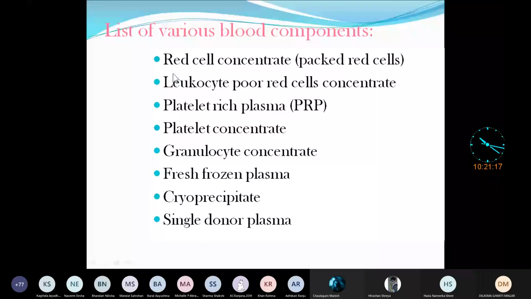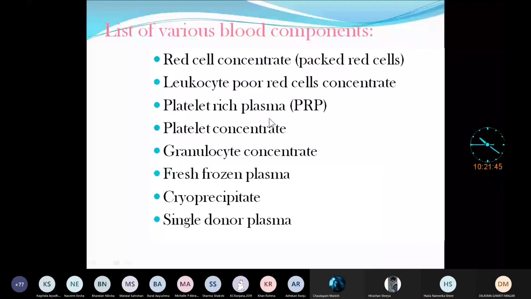And leukocyte poor red cell concentrate. Leukocytes are highly immunogenic. That's why when we give red cells that are leukocyte poor, the leukocytes will be destroyed with radiation. That's why it is also known as the leukocyte poor red cell concentrate. So the red cell concentrate is there, but here the leukocytes will be removed.